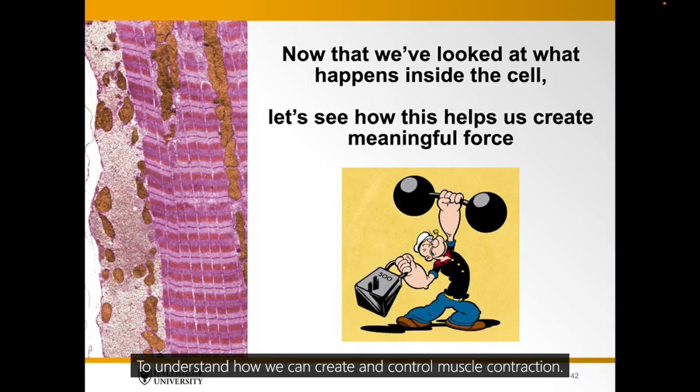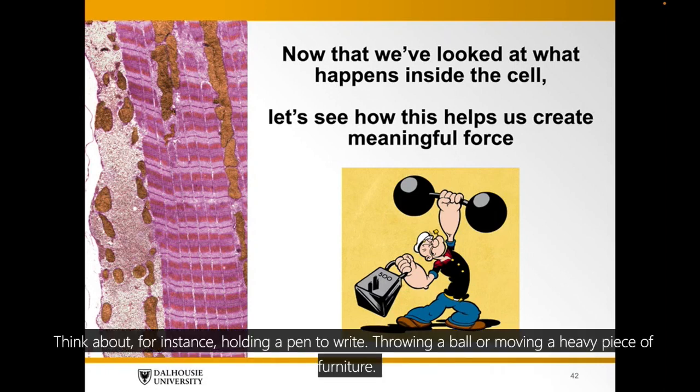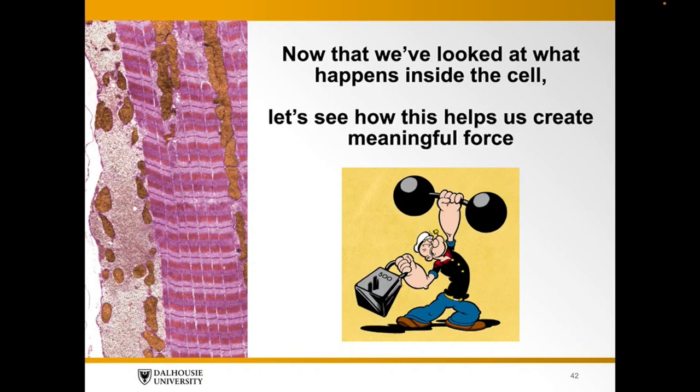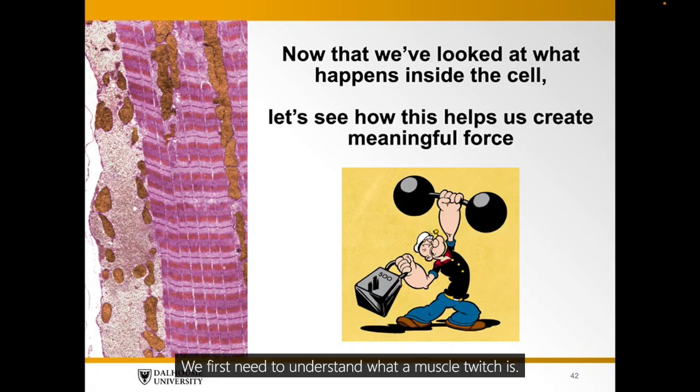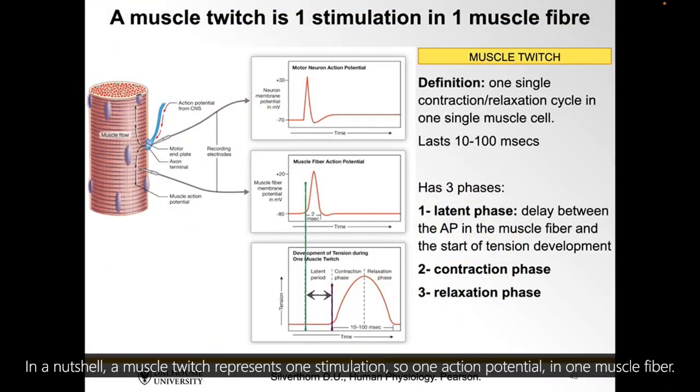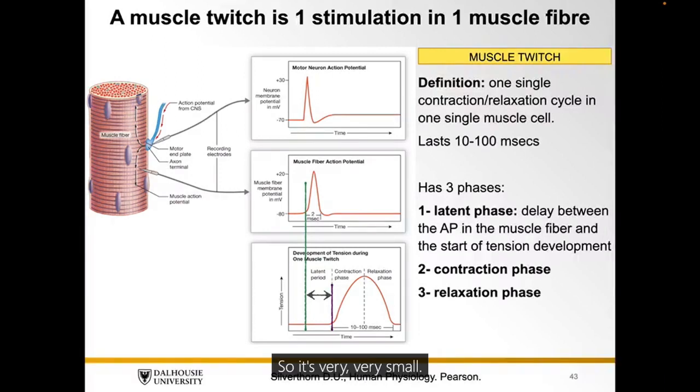To understand how we can create and control muscle contraction, think about, for instance, holding a pen to write, throwing a ball, or moving a heavy piece of furniture. We first need to understand what a muscle twitch is. In a nutshell, a muscle twitch represents one stimulation, so one action potential, in one muscle fiber. So it's very, very small.